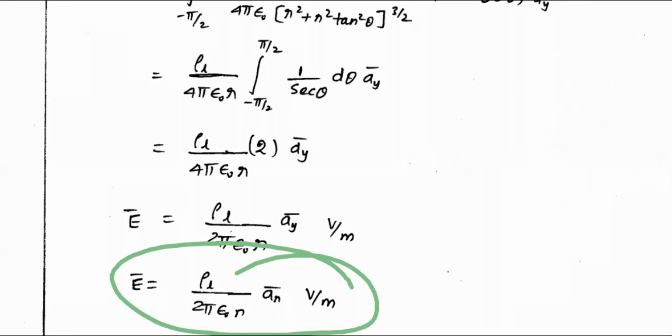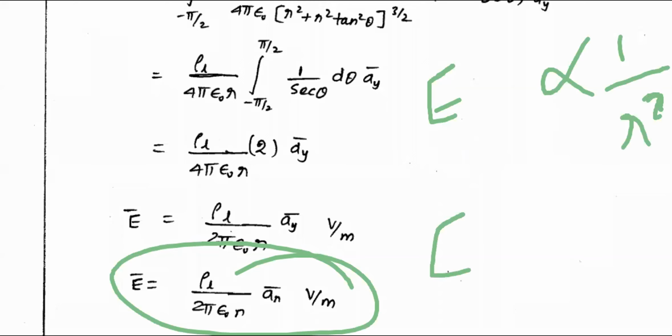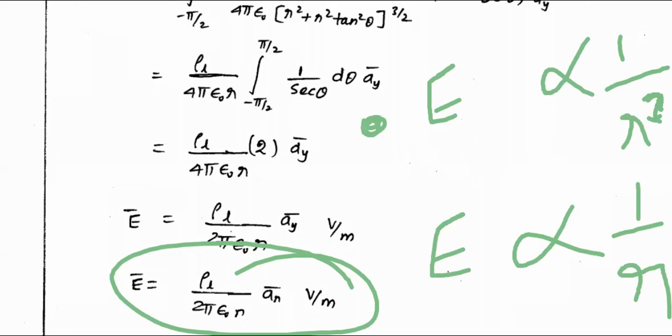One more important thing is, in case of a point charge, your electric field depends on 1 by r². But in case of a line, your electric field depends on 1 by r. Are you observing this fact? In case of a point charge, your electric field depends on 1 by r².